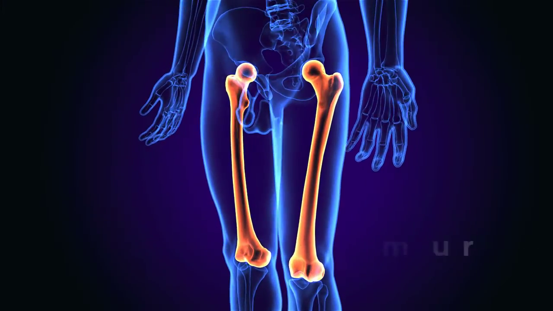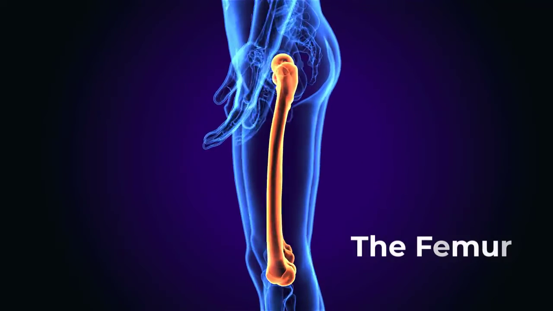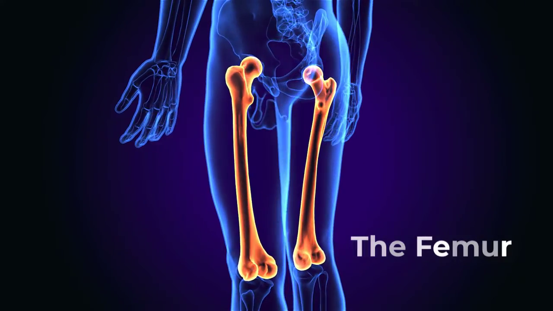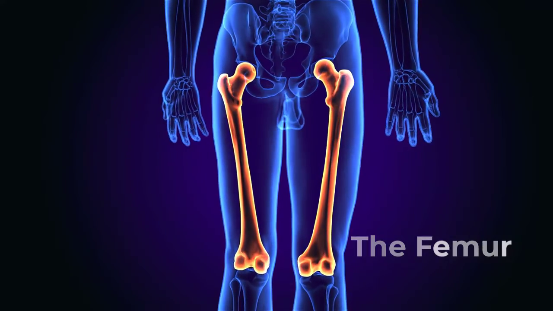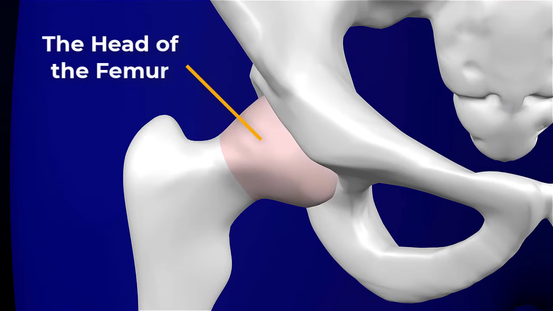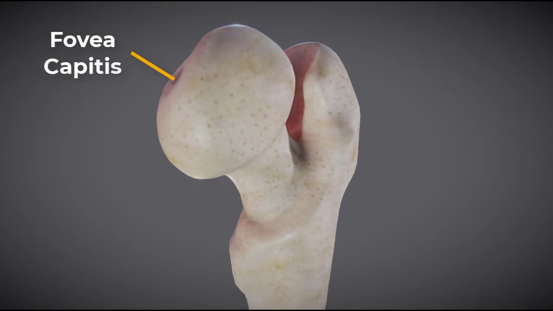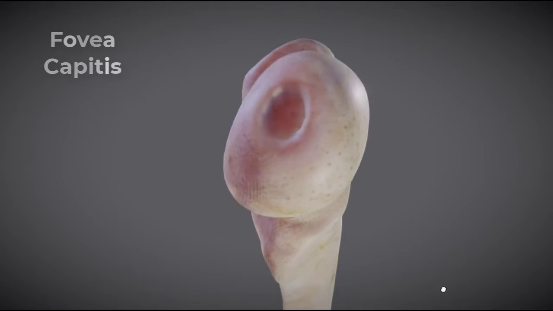The femur, or thigh bone, is the single bone of the thigh region. It is the longest and strongest bone of the body, and accounts for approximately 1/4 of a person's total height. The rounded proximal end is the head of the femur. The head of the femur articulates with the acetabulum of the hip bone to form the hip joint. The fovea capitis is a minor indentation located on the medial side of the femoral head.